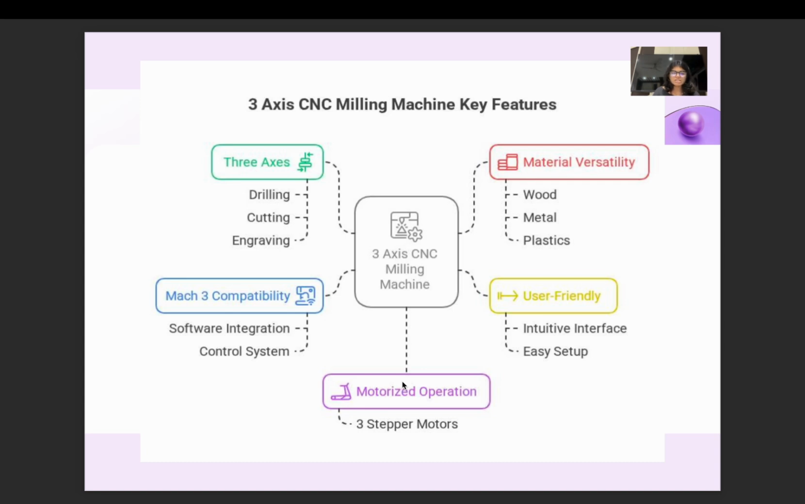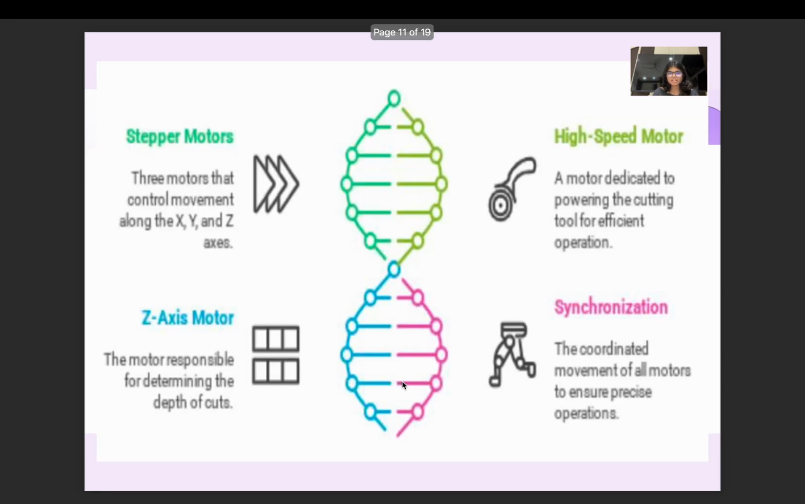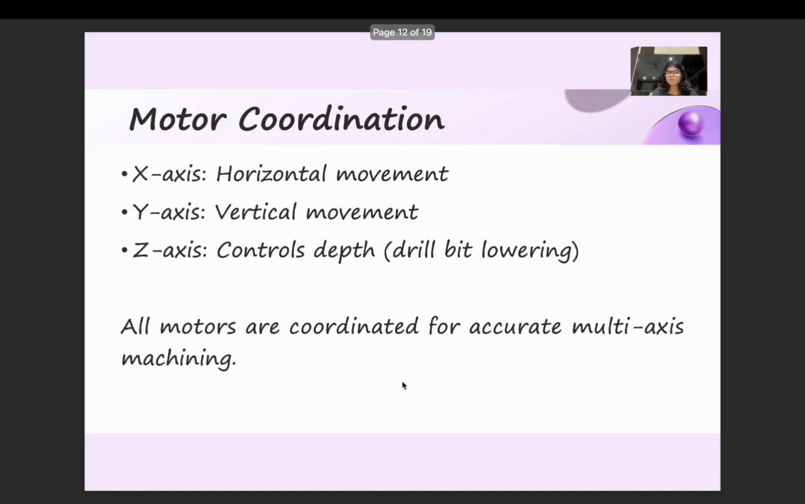Working principle. The machine works by translating digital commands into precise mechanical movements using stepper motors. There is a high-speed spindle motor that does the actual cutting or engraving. The Z-axis motor adjusts the height or depth of the tool, allowing it to cut into the material. All these motors are synchronized to follow the programmed path and create the desired shape. Motor coordination. This slide explains the motor system of the machine. The X-axis moves the tool from left to right, the Y-axis motor moves it forward and backward, and the Z-axis motor moves it up and down. These movements combined allow the machine to perform complex cuts and 3D contouring. Coordinated movement ensures high accuracy and consistent output in each job.